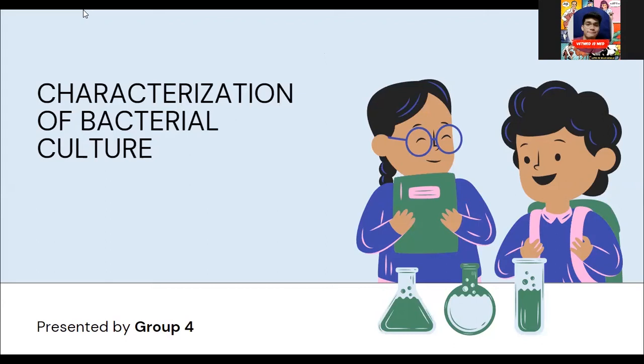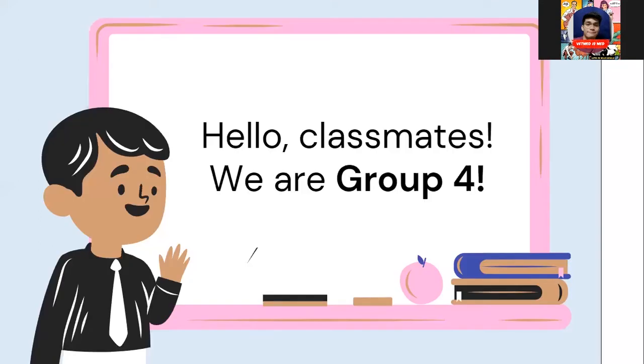We are Group 3 of DBM3B, and we're here to present to you how one can distinguish basic features of bacterial culture on agar plates, agar slants, and broth, as well as to recognize the advantages and limitations of cultural characteristics in the identification of bacterial species.